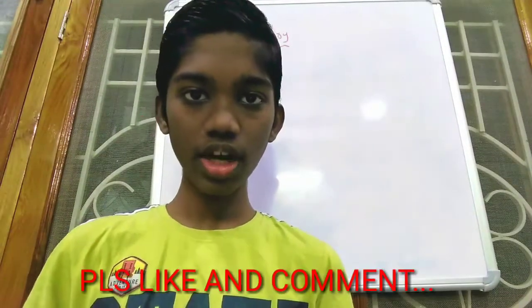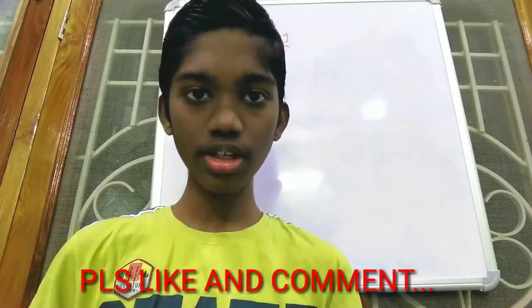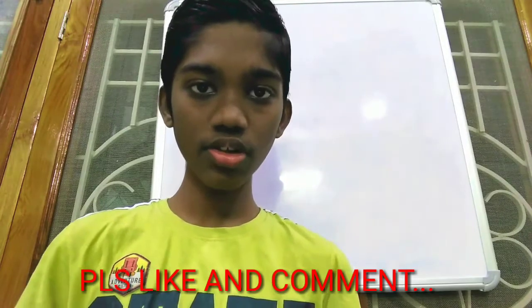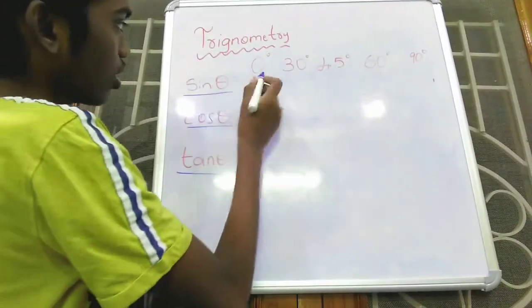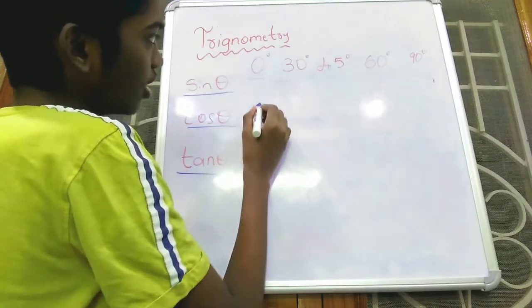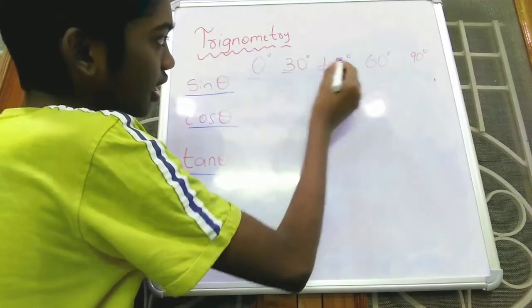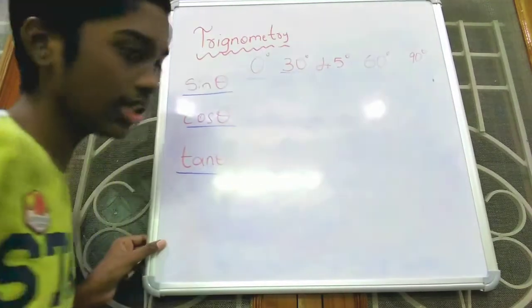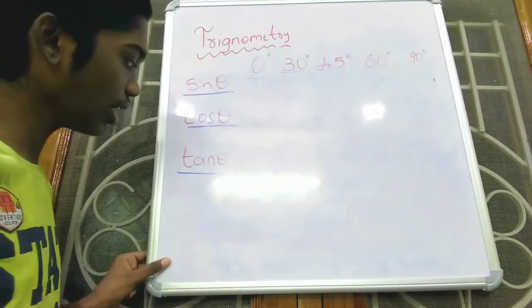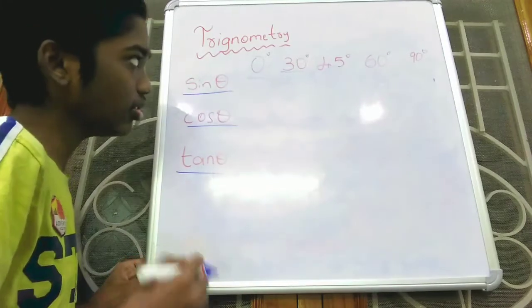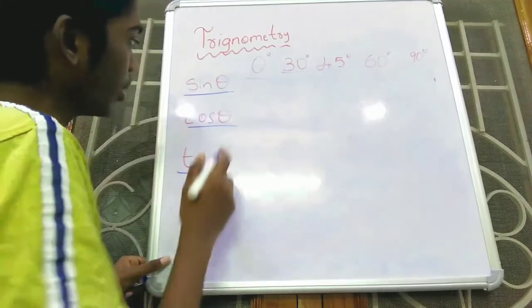In my previous video, I had given the introduction to trigonometry. In this video, I will explain the values of trigonometry and I will also explain the complementary angles of trigonometry. Values of trigonometry. These are the angles 0 degrees, 30 degrees, 45 degrees, 60 degrees and 90 degrees. And these are the trigonometric ratios sin theta, cos theta and tan theta. So let us observe the values of trigonometry.